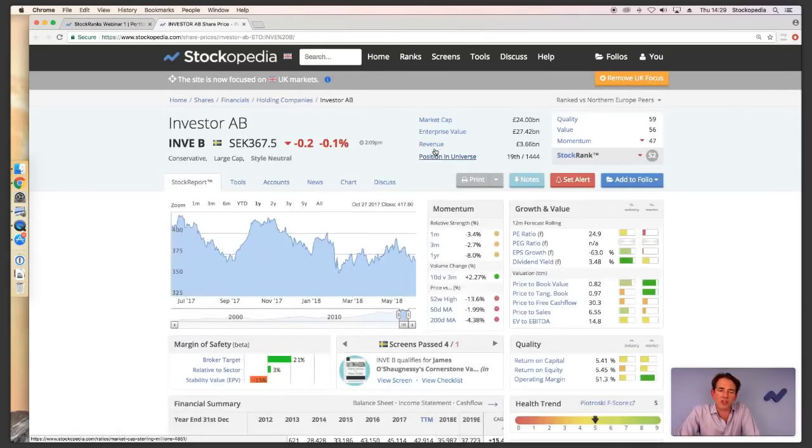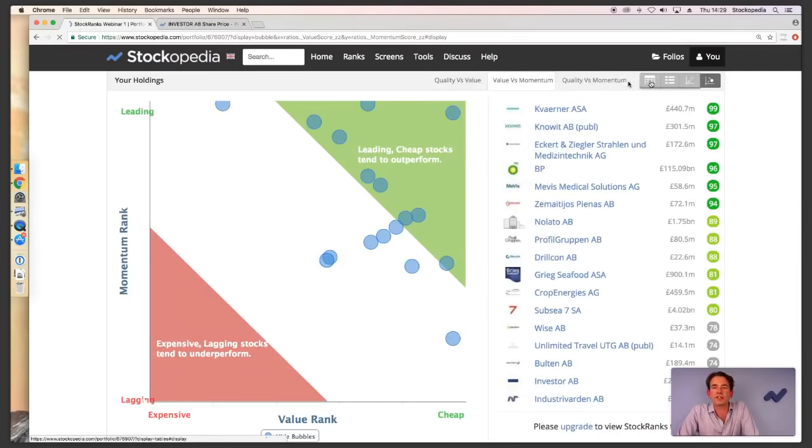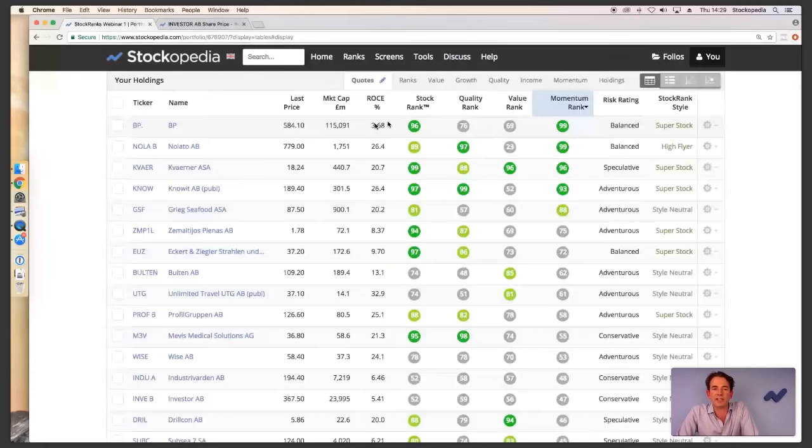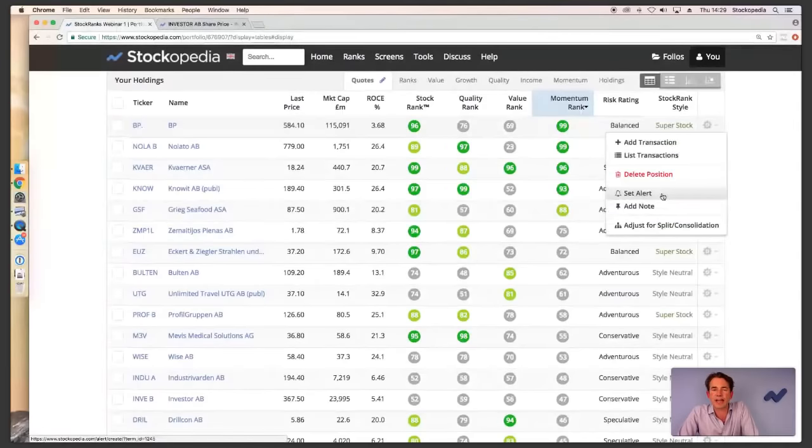One thing I haven't shown you yet is you can set StockRank alerts on any share in your portfolio, and you can do this in one of two ways, by the way. You can do this from a table view, or from a stock report. So there's BP that we added to our portfolio. There's a little icon here on the right, and you can set alert.